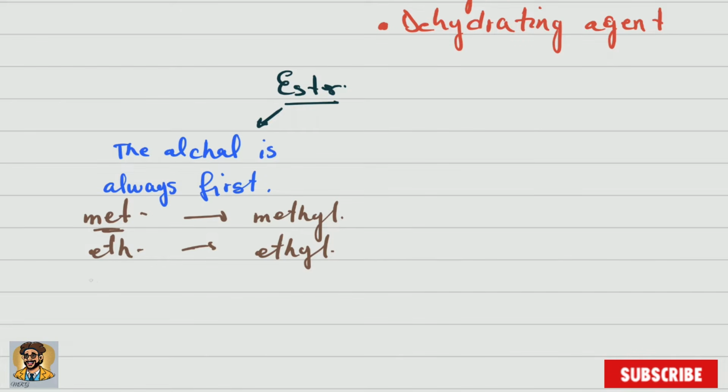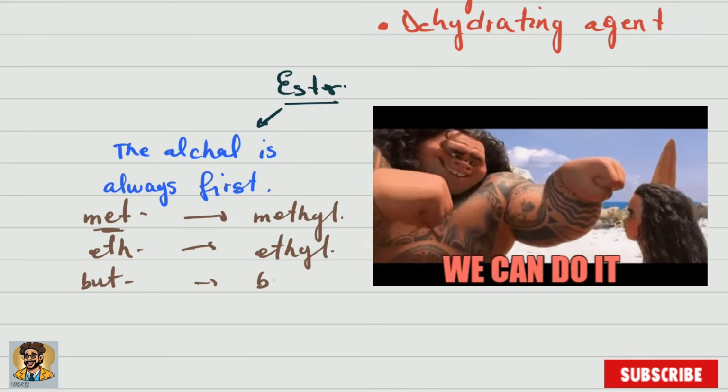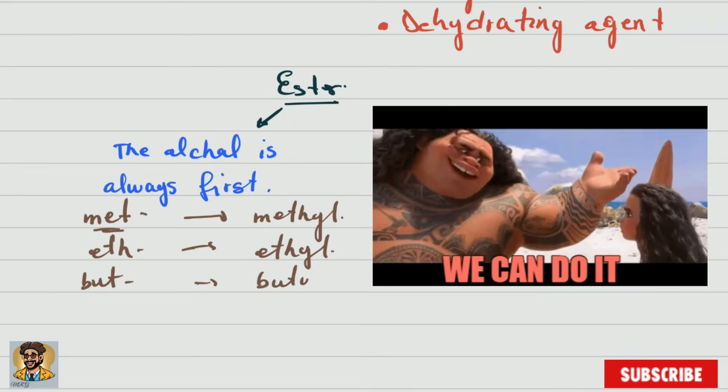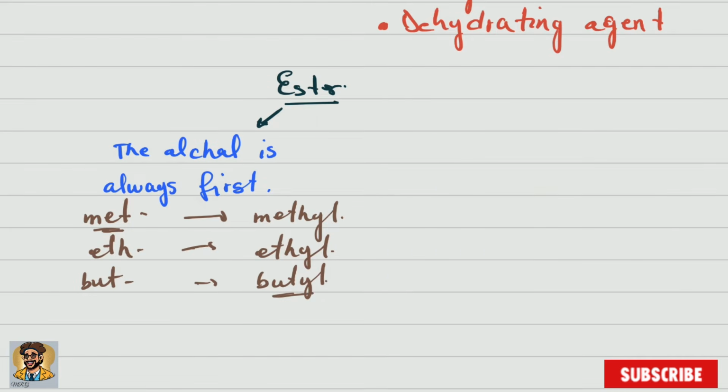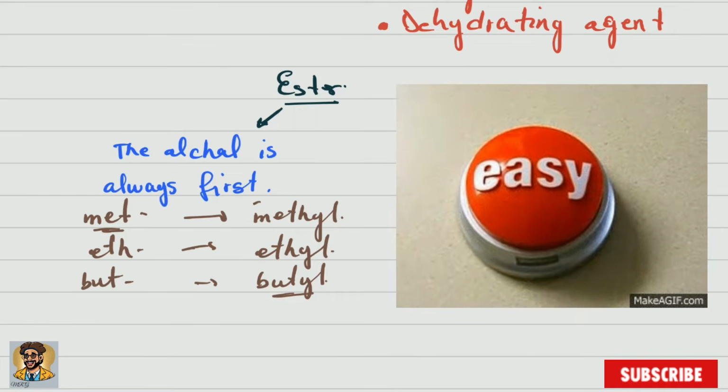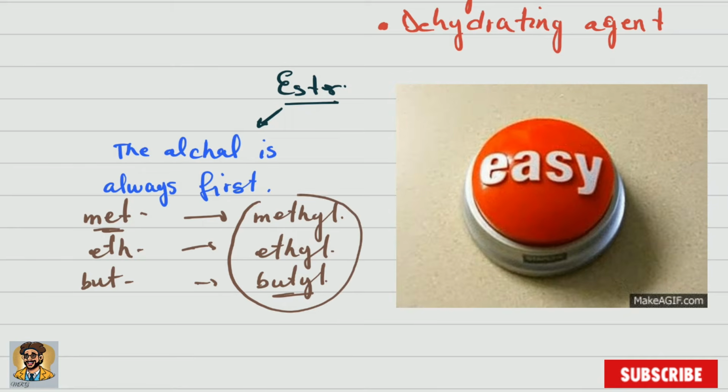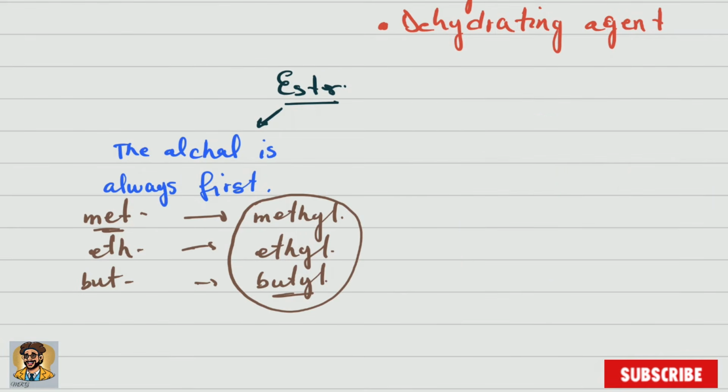If it was butan-1-ol, for example, it will be butyl. And this is the first part of the name of the ester. Esters have two parts in the name. The second part of the name will come from the carboxylic acid.